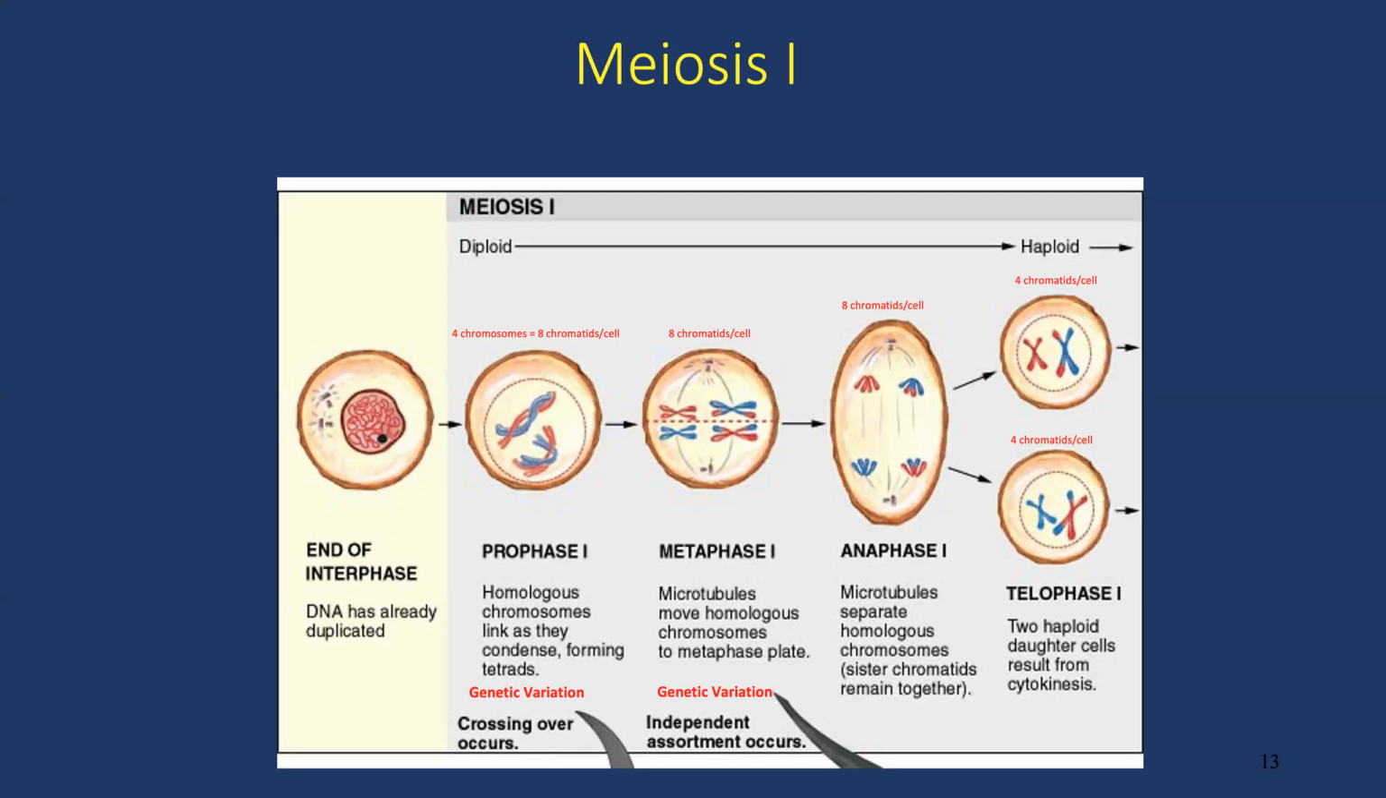If they go above the plate, they'll go to the top of the cell. If they go below the plate, they go to the bottom of the cell. And that's entirely random, so it's called independent assortment. So remember those two terms. The first is recombination, that's the result of crossing over. And the other is independent assortment. Both of those are sources of genetic variation.